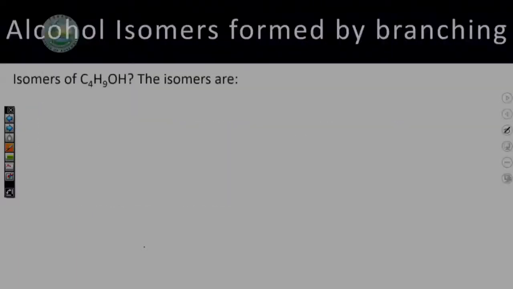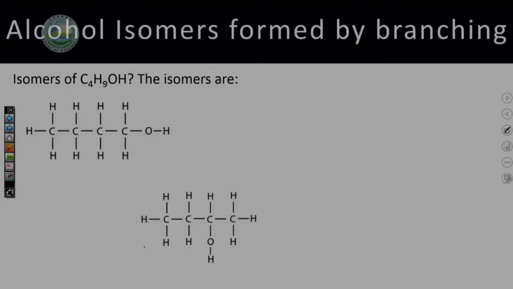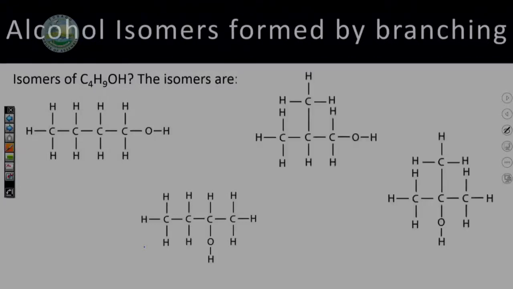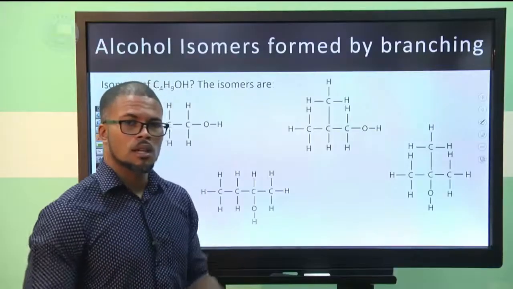All right, so let's look at the isomers that we would have here for C4H9OH. Since it's 4 carbons, and 4 is but, we're going to call it butanol. So from butanol, how many isomers can we have? We found that we can have 4 isomers from butanol.